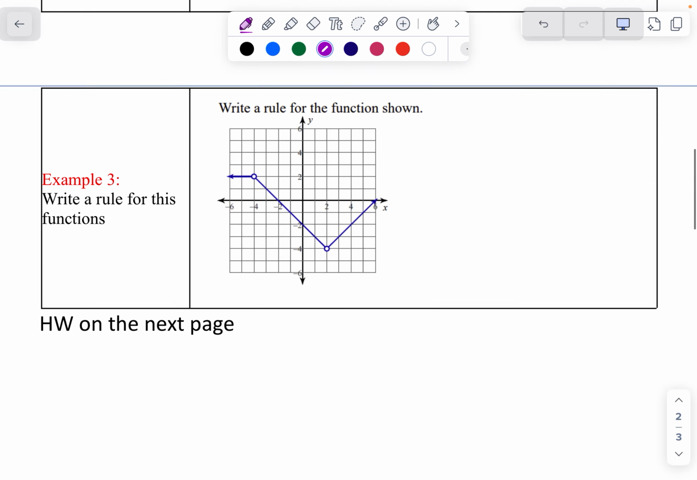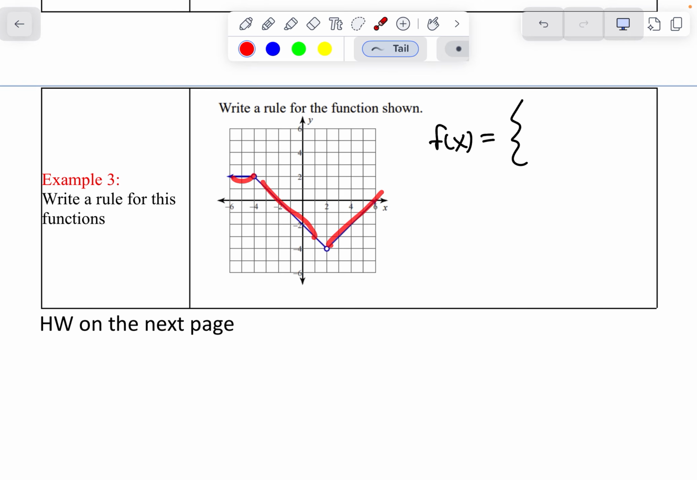Okay, now let's go the opposite way and let's write a rule for our function. So we're going to call this function f of x. There are 3 distinct pieces. We have a border at -4. We have a border at 2. Let's put those borders on there.